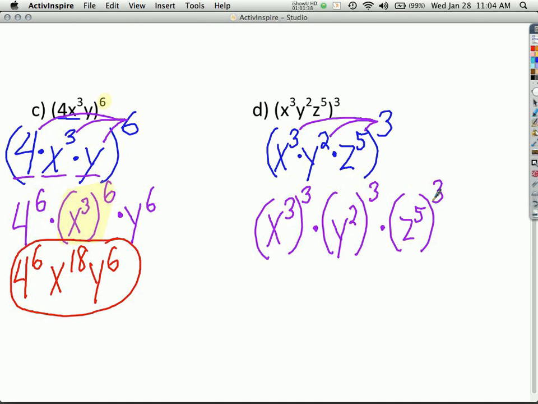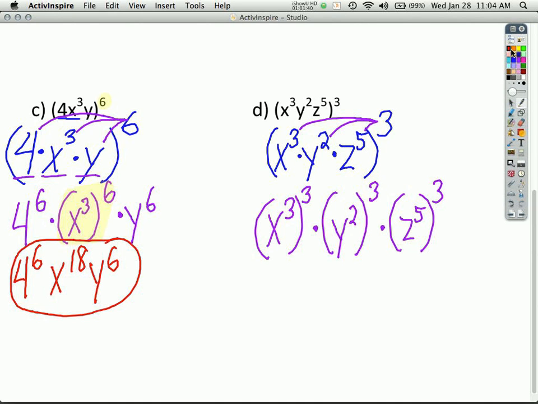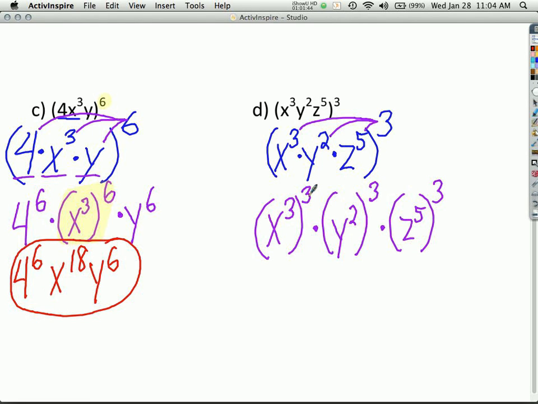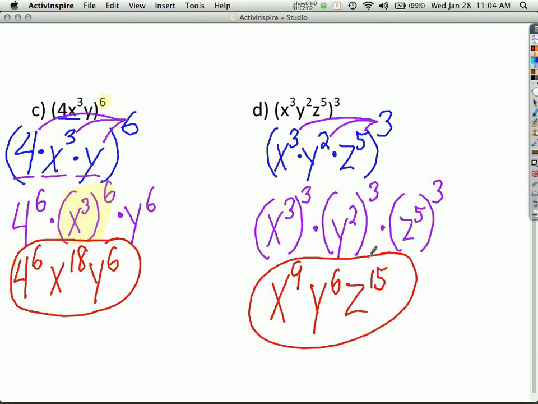Now utilize my favorite property. X to the third to the third. What will that become? Yadesh? X to the ninth. And what about y to the second to the third? What will that become? Yasmin? Y to the sixth. And what about z to the fifth to the third? What will that be, Cheyenne? Z to the 15th. And that is now. Anyone have any concerns or questions? Any comments? Any issues?